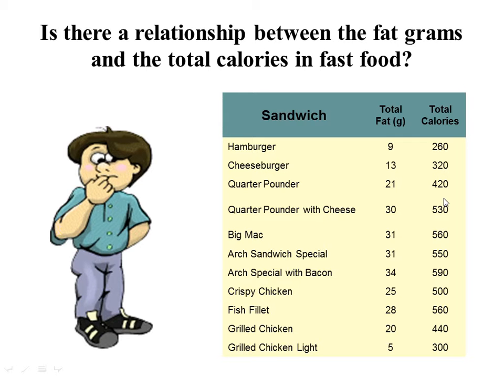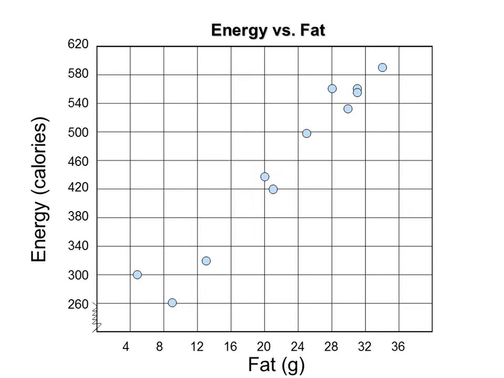But we actually want to be able to predict this. Let's say I wanted to make a burger with 45 grams of fat. We want to be able to predict how many calories that would be, or vice versa. Let's say for some reason I want to make a burger that's 1,100 calories. About how many grams of fat would be in that burger? Those are different things that we can solve for using a line of best fit.